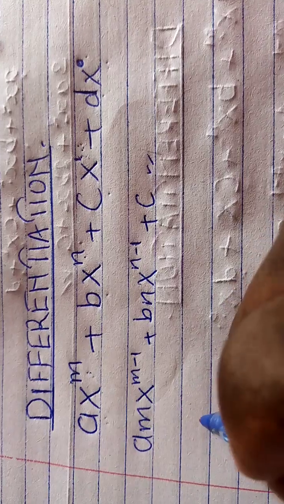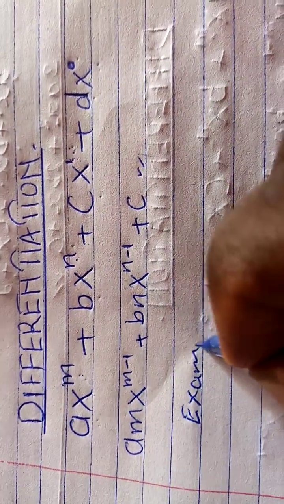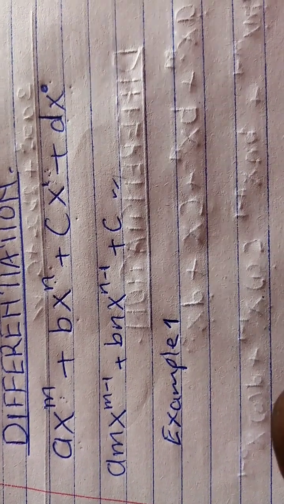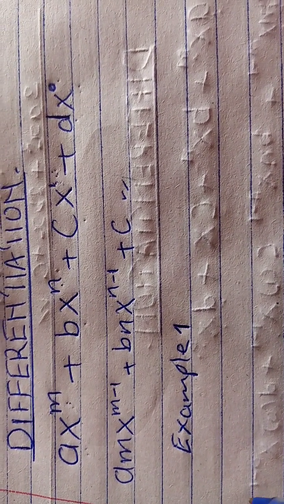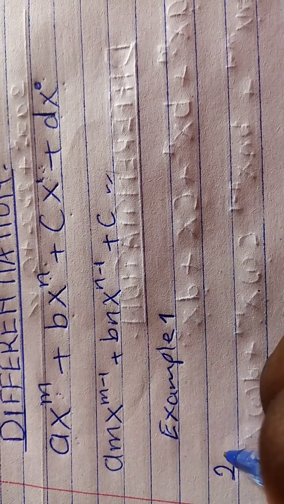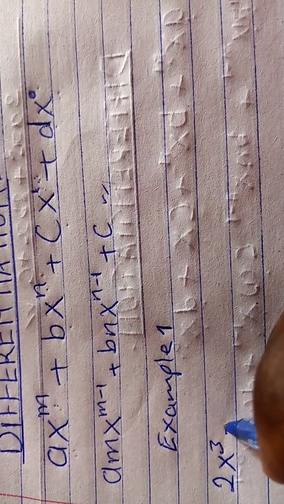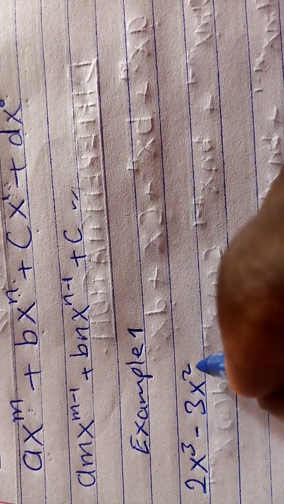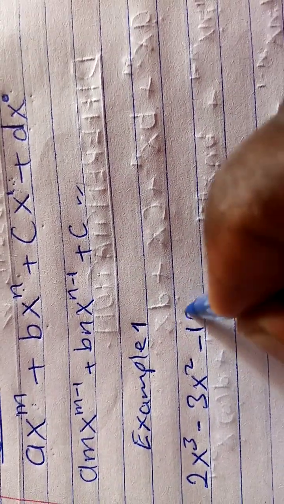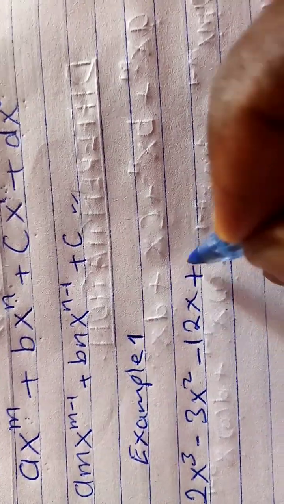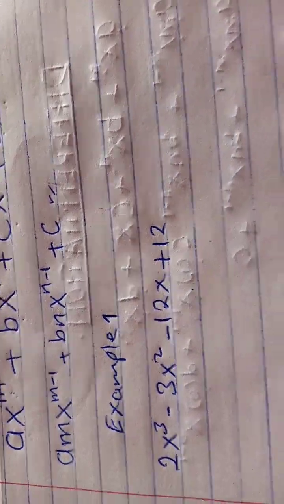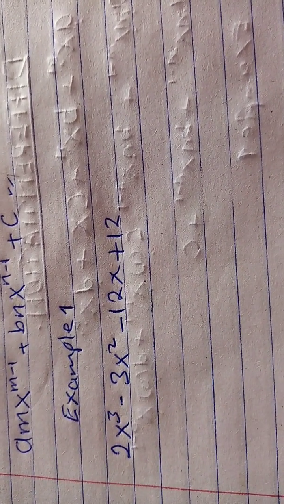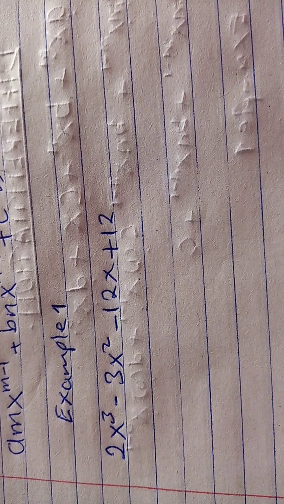Let's have an example. Example 1. Supposing you have an equation 2x cubed minus 3x squared minus 12x plus 12. Let's differentiate that equation. We still just use the same procedure to go about it.